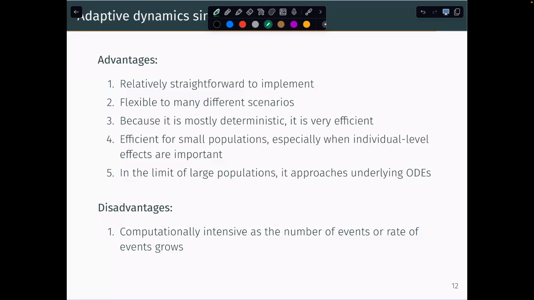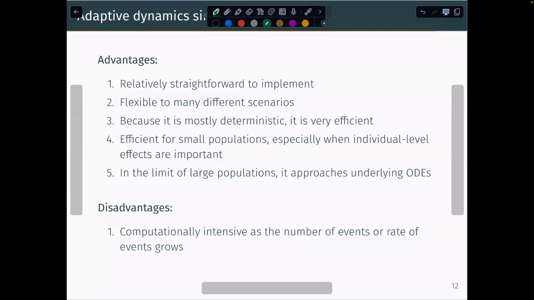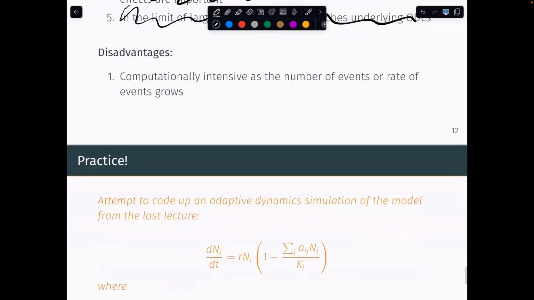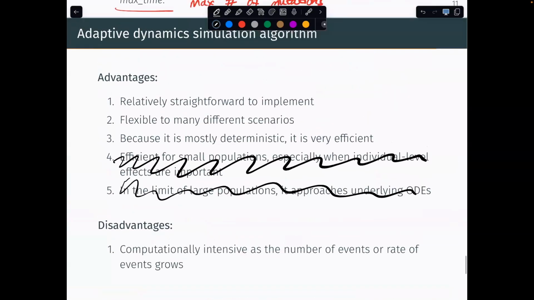This is not correct. That number 4 shouldn't be there. That's been copied over mistakenly from the Gillespie one, so let's just get rid of that. And this is as well. For some reason, the slide hasn't updated. The main advantages are up to here.